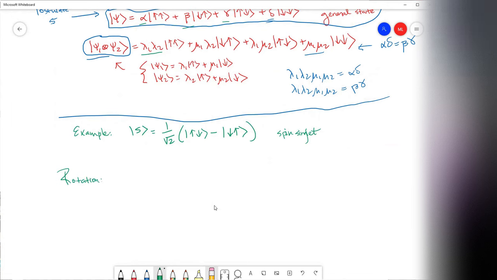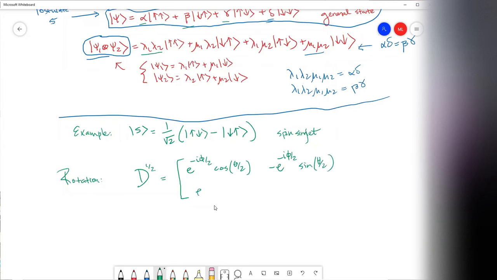Remember that we had our rotation matrix for rotations in spin space, and this was part of the multiple choice on the midterm. We had this D matrix that would rotate an individual spin, and it had the following form, with these i phi over 2 terms. So it looks like a rotation matrix, but again, it's in the spin space, not the 3D space that you're used to. It's in the space of the spin 1/2 state.